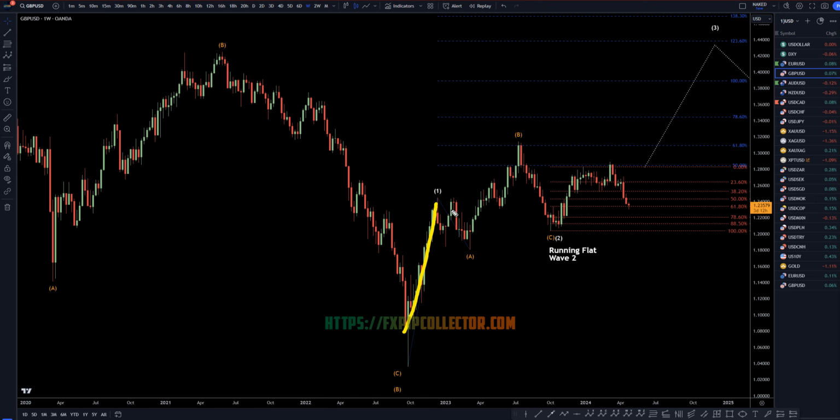Heading down to the weekly time frame, I'm still looking at this push up as a wave 1. I still think this is possibly a big running flat wave 2. I still think this right here is like a 1 of 3. This is possibly a 2 of 3. I still think eventually it is going to go up and make a 3, a 4, and a wave 5. Probably just like I was showing on the monthly time frame.